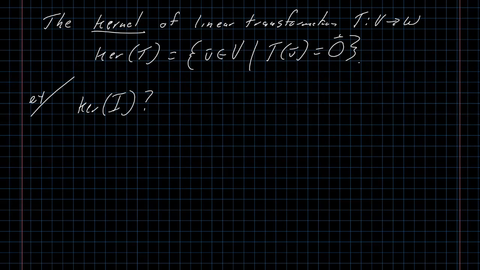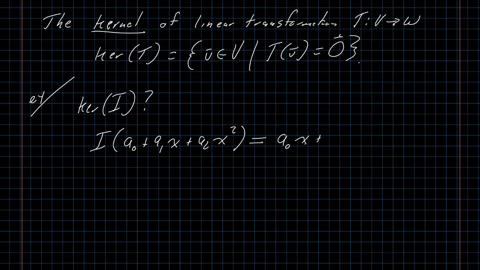Right. As an example, I'm going to go to the integral operator we were talking about previously. Remember, the integral is going to take some a naught plus a1x plus a2x squared, and it's going to map it to a naught x plus 1/2 a1x squared plus 1/3 a2x cubed.